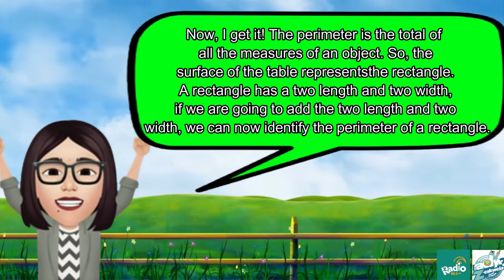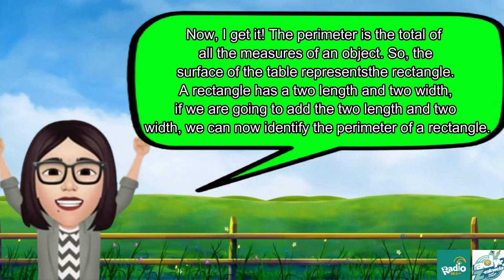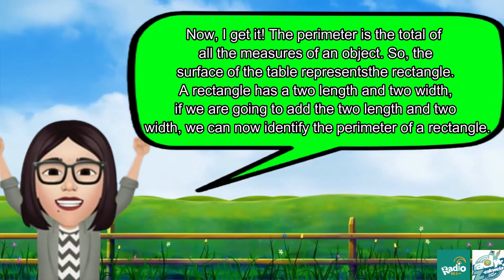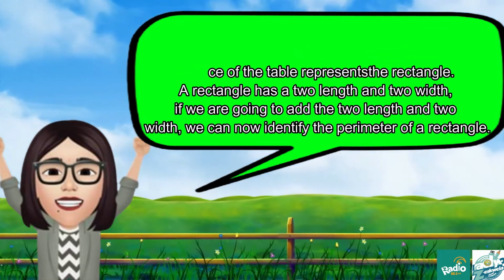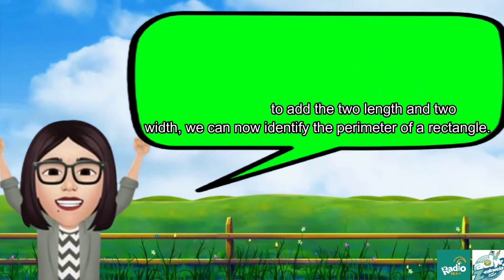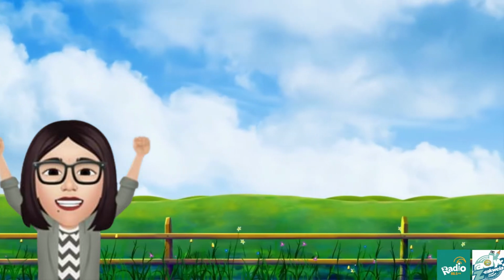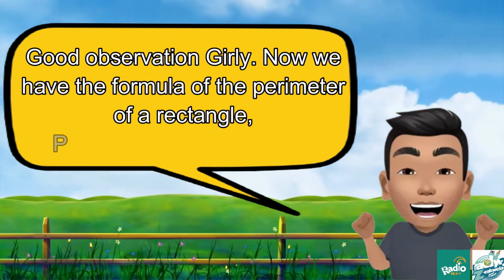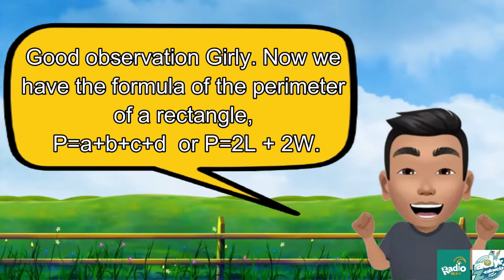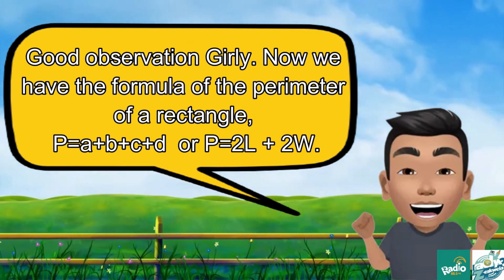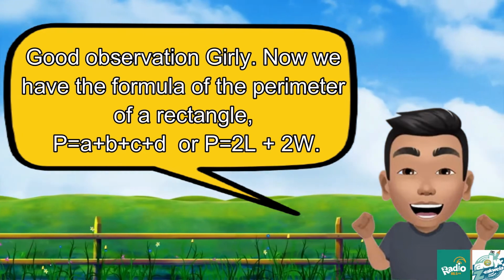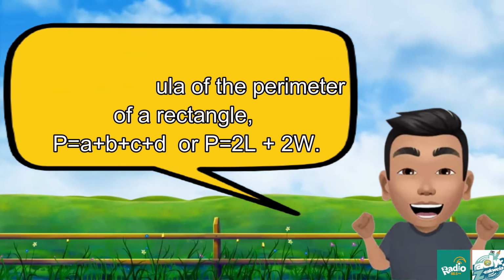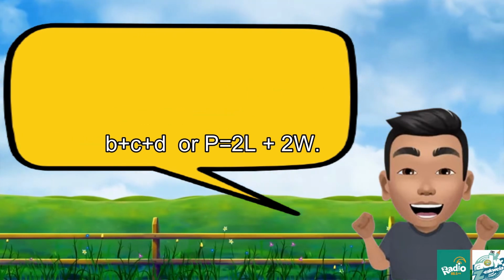So, the surface on the table represents the rectangle. A rectangle has 2 lengths and 2 widths. If we are going to add the 2 lengths and the 2 widths, we can now identify the perimeter of a rectangle. Good observation, Girly. Now, we have the formula of the perimeter of a rectangle. Perimeter is equal to side A plus side B plus side C plus side D, or perimeter is equal to 2 multiplied by length plus 2 multiplied by width.